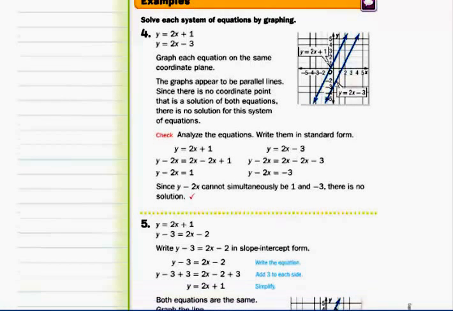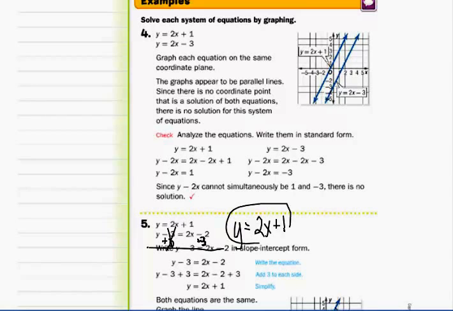Okay, let's look at the next one. Now, this one right here. First of all, we have to put this second one in slope-intercept form, which means I would have to add 3 to both sides. So that would cancel. So on the left-hand side, I would just have a 1. Now on this side, I would have a 2x. And if I have a negative 2 and a positive 3, that would give me a positive 1.